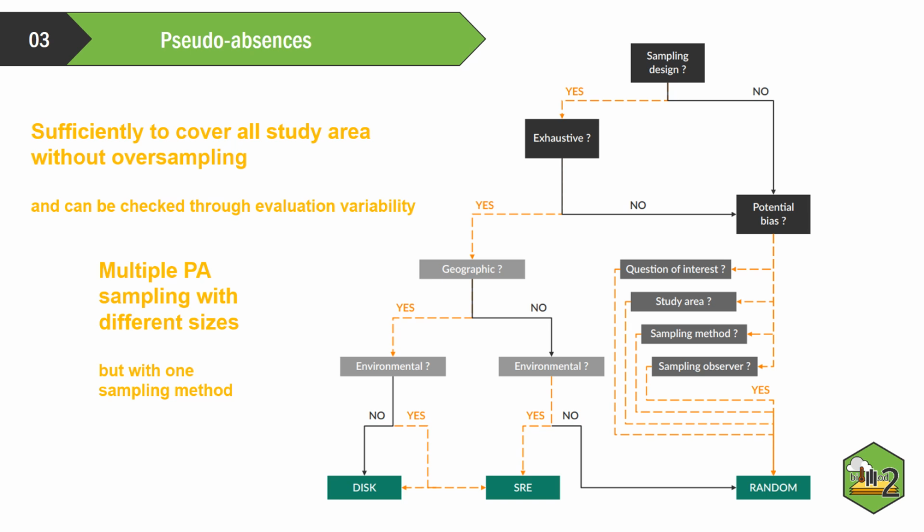To deal with that, we added a new feature in our pseudo-absence sampling method to allow you to select pseudo-absence datasets of different sizes and to attribute them to different algorithms if wanted. Just keep in mind that it is not possible in one analysis to mix the different pseudo-absence selection methods. You have to choose between the disk, surface range envelope, or random method.